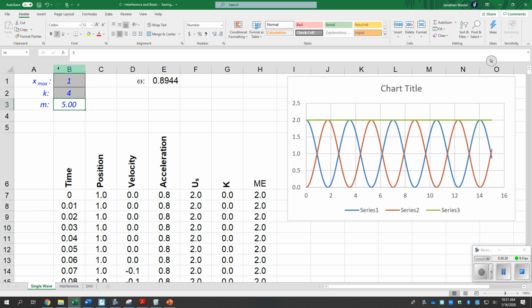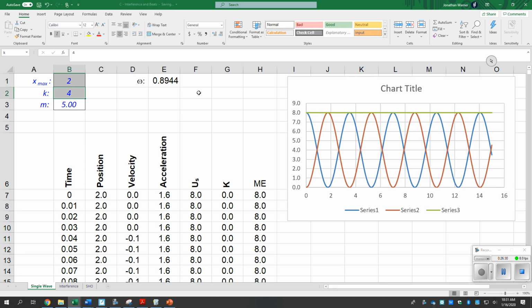Now watch. What if I were to increase this initial maximum position by a factor of 2? Guess what happens to the energy? It goes up by a factor of 4, because U spring is 1/2 kx squared. So if I double the displacement, I quadruple the energy.